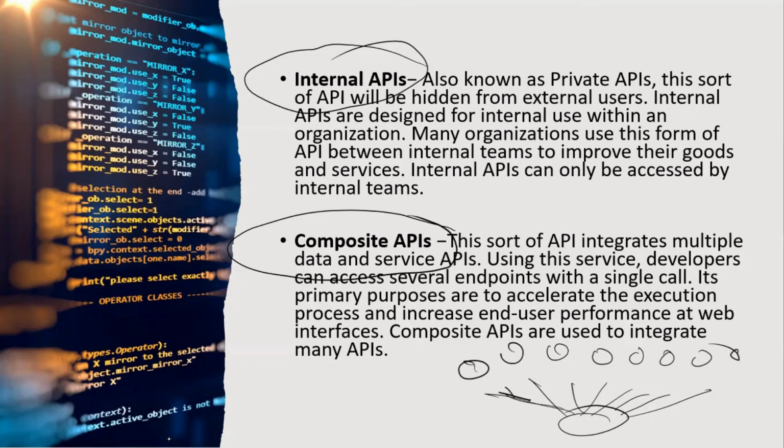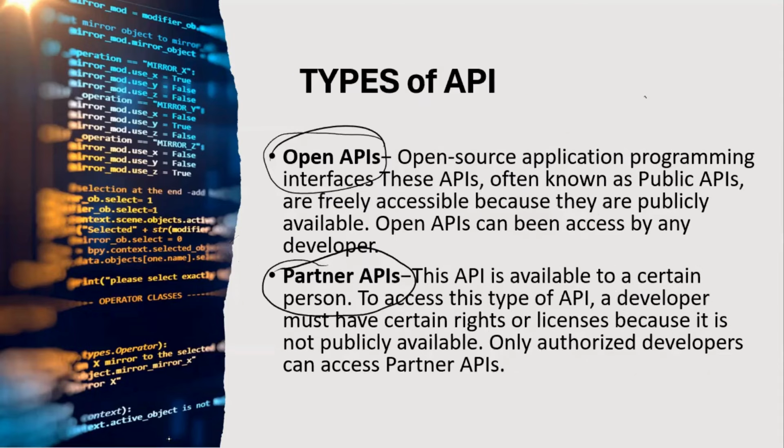If you are using an API in your organization and you don't want to share your keys or your data for external purposes, you can use an internal API. If you want to access several different data at once, you can use Composite API. If you want to use freely available data for your R&D purpose or any other reason, you can use open API. If you need to purchase a certain service from different applications or servers, that time you need a partner API. You need to be a partner for them to avail their service.